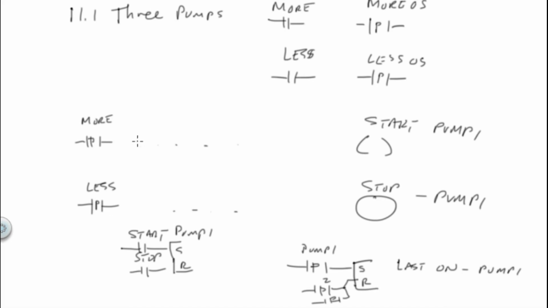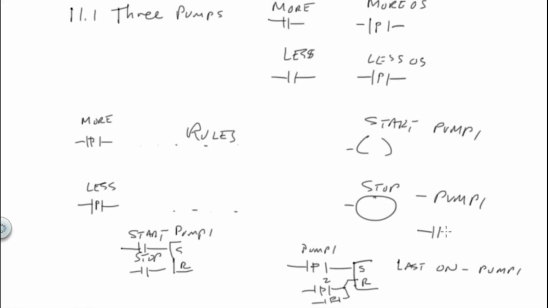So who was the last one that turned on? If they're all three off, who was the last one that turned on? You need to know that in order to say which one of these pumps to start, or which one of these pumps to turn off. Okay, so that sets up a series of rules in here, and then you have coils that say turn on pump 1, turn off pump 1, turn on pump 2, turn off pump 2. Then you have a memory circuit for pump 1, a memory circuit for pump 2, and a memory circuit for pump 3. You also have an auto manual circuit.